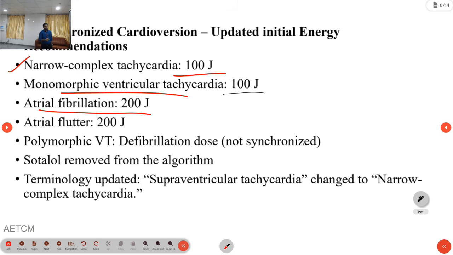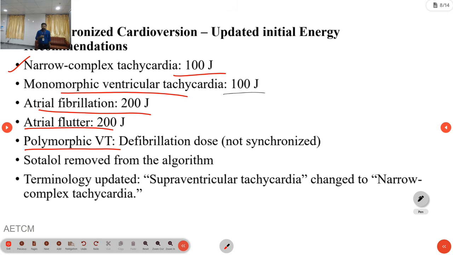Then atrial fibrillation, they have mentioned that it is 200 joules. If you have narrow complex irregular tachycardia without P waves, that is atrial fibrillation, go ahead with 200 joules of energy. Then if you have atrial flutter, again you can go ahead with 200 joules of energy. And polymorphic ventricular tachycardia, that is torsades de pointes.